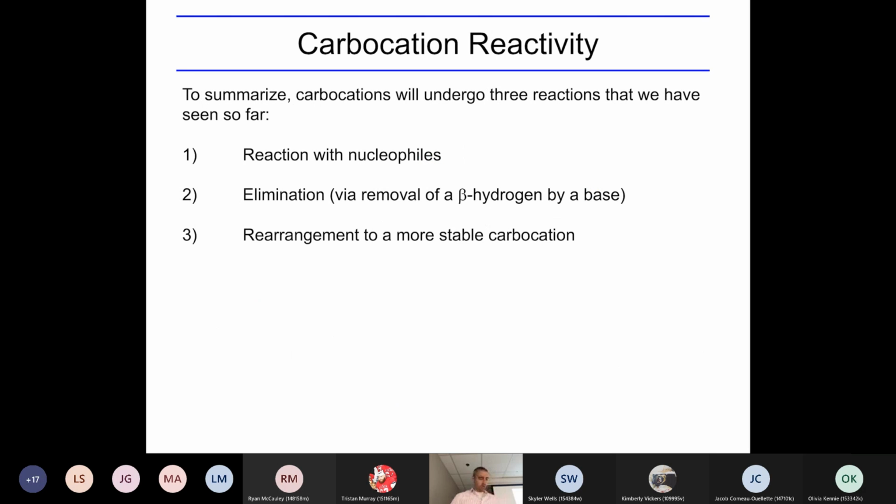So I guess to summarize, with carbocations, there's sort of three things that they can do. They can react with nucleophiles with SN1 reactions. They can lose a beta hydrogen, which is an E1 reaction, or they can rearrange to make a more stable carbocation. And that more stable carbocation will then do one or two. So there's a lot of things that we can expect of our carbocations.